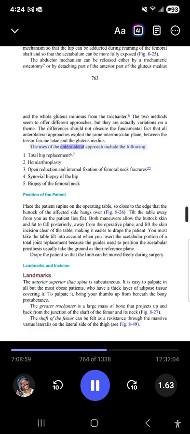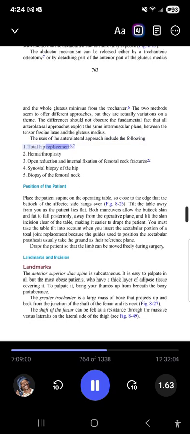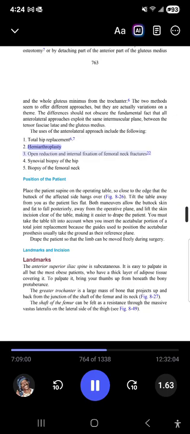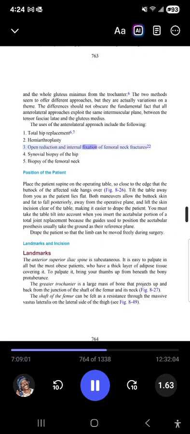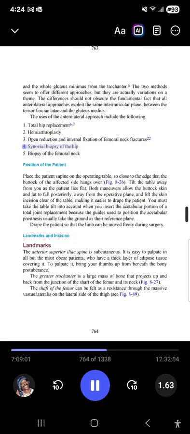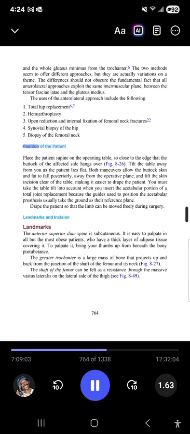The uses of the anterolateral approach include the following. 1. Total hip replacement. 2. Hemiarthroplasty. 3. Open reduction and internal fixation of femoral neck fractures. 4. Synovial biopsy of the hip. Position of the patient.